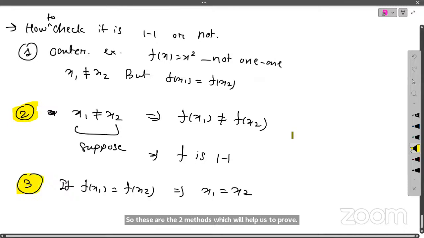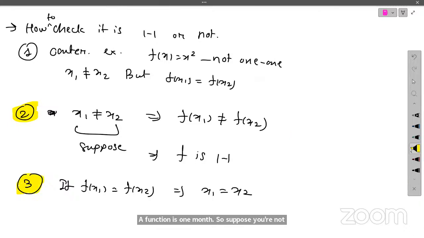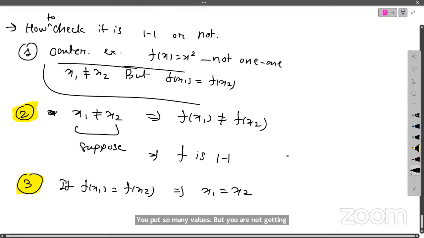Suppose you are not getting any counterexample after so many experiments. Suppose you put in so many values, but you don't find anything that counters the claim that it's not a one-one function. Then eventually you have to prove that it is a one-one function. For proving, you have to use these two methods.